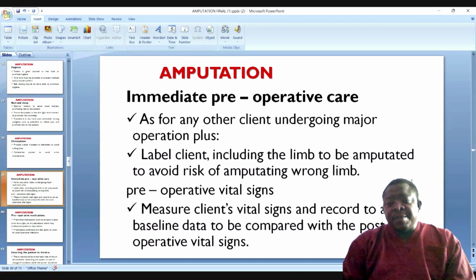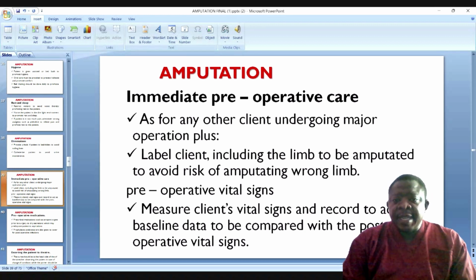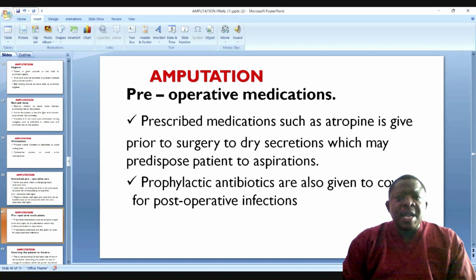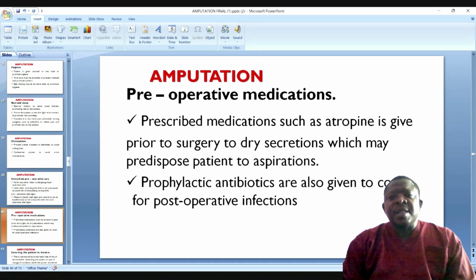It's important to give the handover: the name, age, where the patient is coming from, and the surgeon responsible for the surgery, the surgeon that will see the patient. So it is important that all this is done. Explain the disease process during the handover, and also indicate that pre-medication has been given.